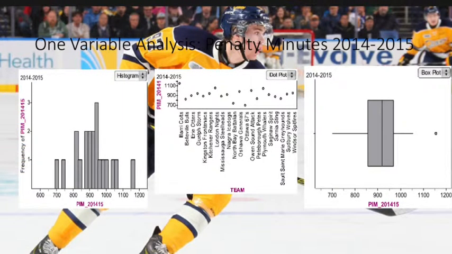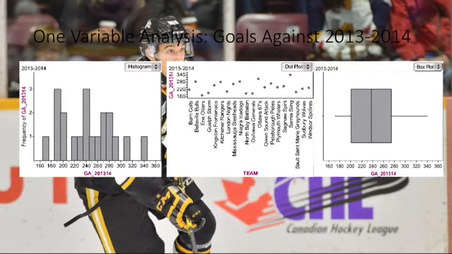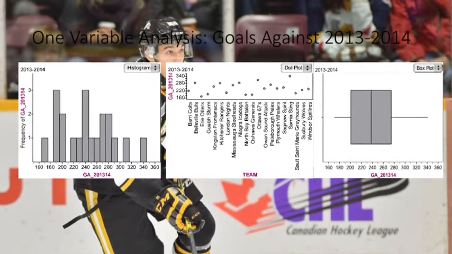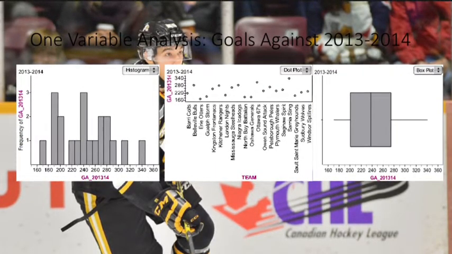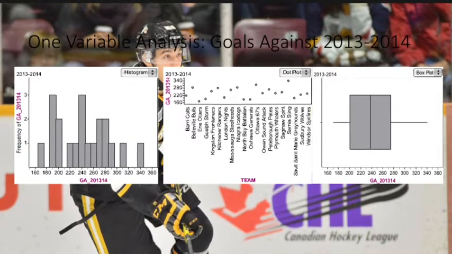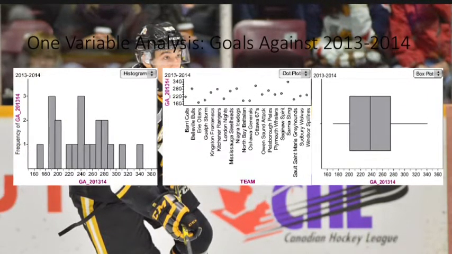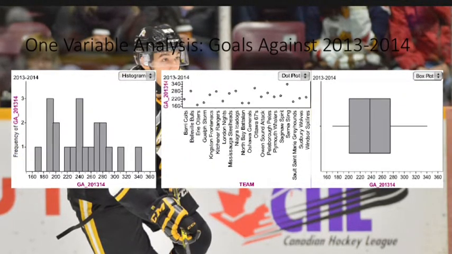The mean, median, and mode for goals against in the 2013-2014 season is mean 242, median 238, and mode 190 and 240. In this scenario, you could use either the mean or the median because they're so similar. Either will offer you an accurate representation of the data.